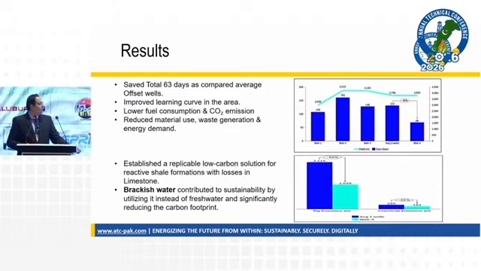So this is a very important slide. These are the results. We applied this strategy, drilling without return, and quickly we finished the well and saved 63 days compared to the offset wells. This improved the learning curve in this area. You can see in the graph, well number 1, well number 2, 3, and the average, all the wells were drilled in 132 days. So this well number 4 was drilled in 69 days only. We saved 63 days by applying this strategy.